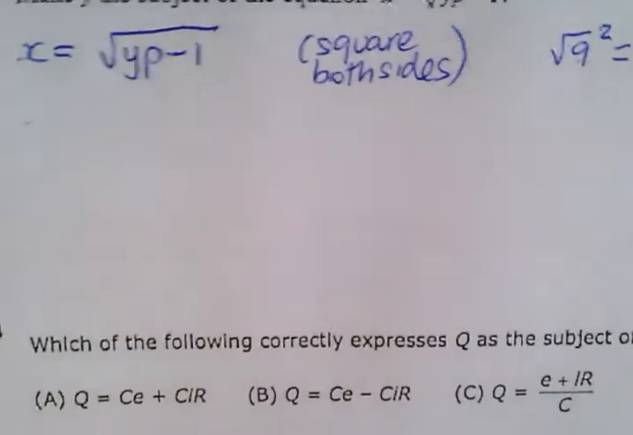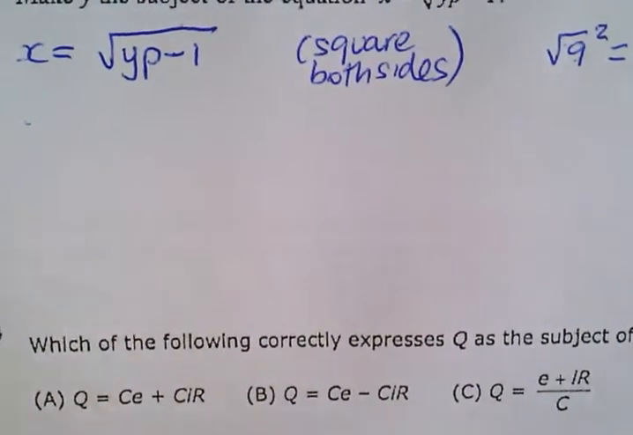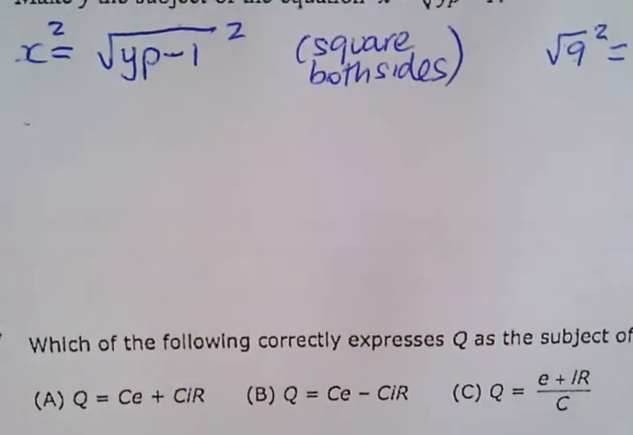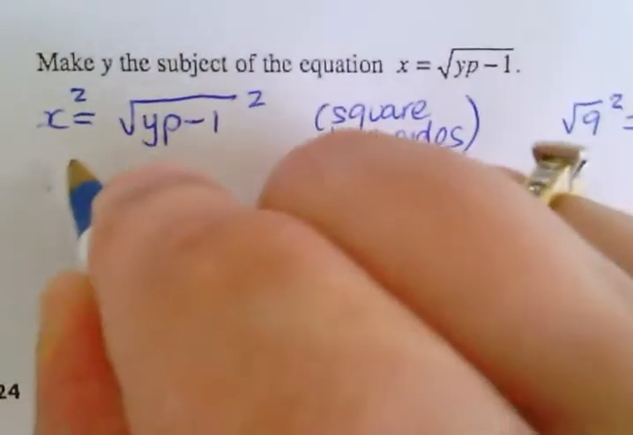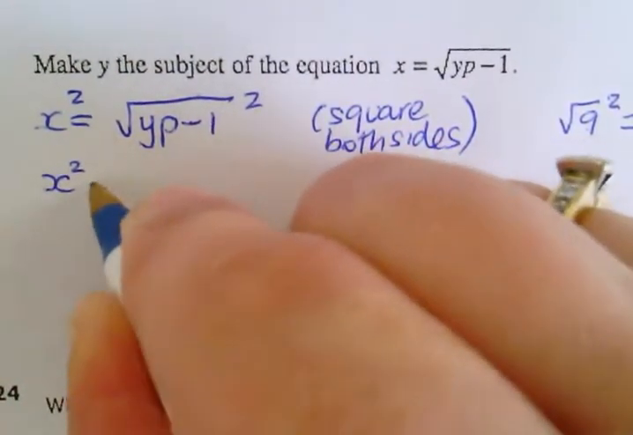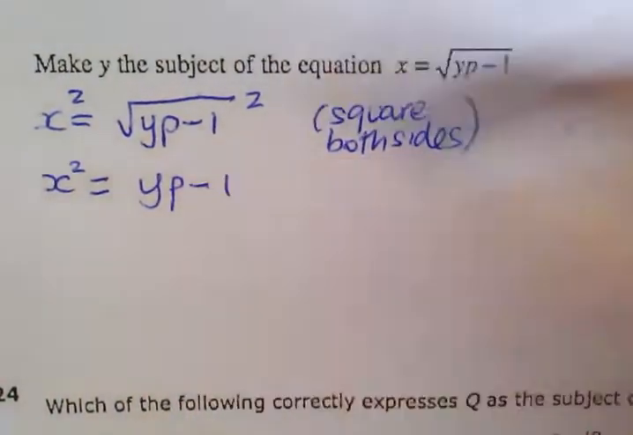So here, if I want to undo the square root, its inverse operation is squared. So what I do is I square both sides, okay? I start with what I had. I square both sides. The square root and the squared cancel. And I end up with x squared equals yp take away 1.